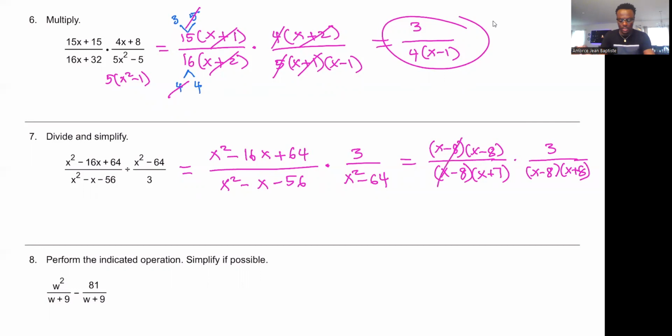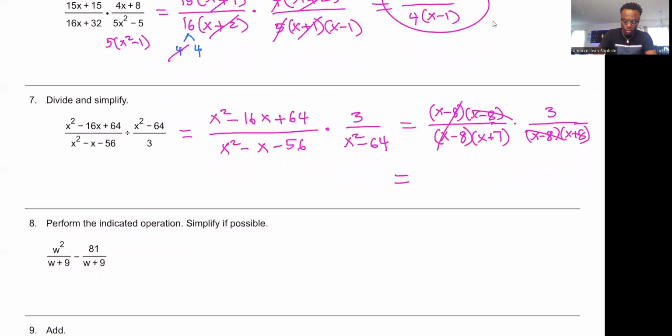Now we're heading to simplifying the expression. So we got x plus 8 cancels out. Another x plus 8 goes away. Then we are left with the remaining expression that is 3 on the numerator, 3 for the top, and then the bottom is x plus 7 times x plus 8.